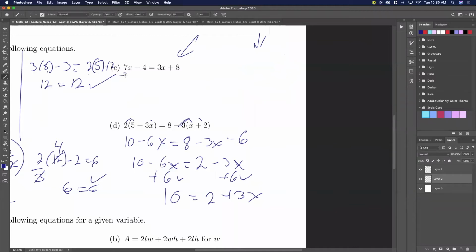So I'm going to minus 3x plus 4 minus 3x plus 4. So this becomes 4x equals 12, divided by 4, divided by 4. X equals 3.